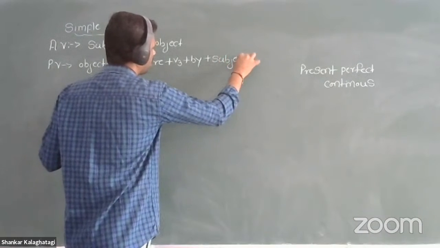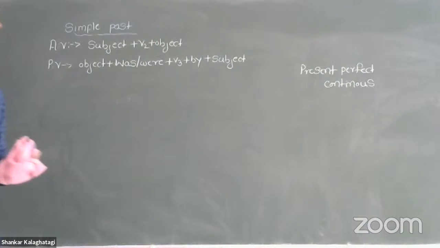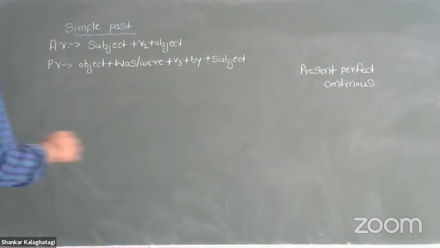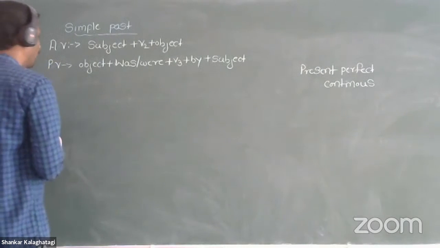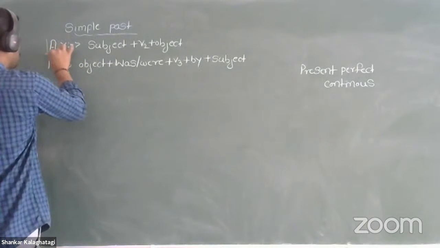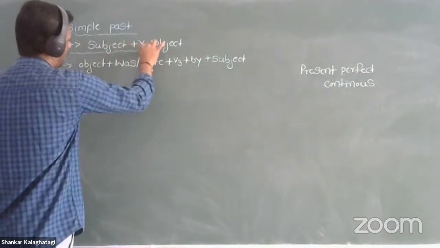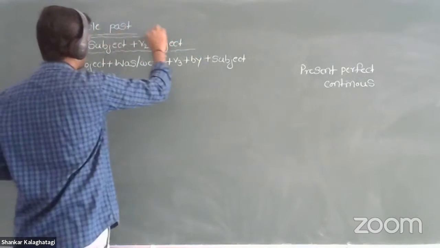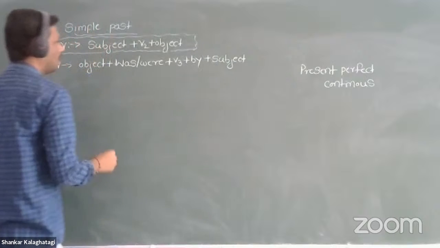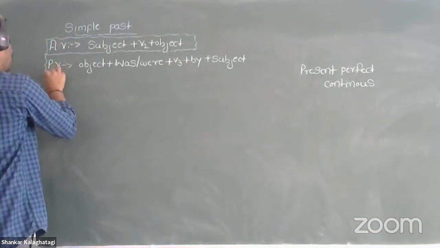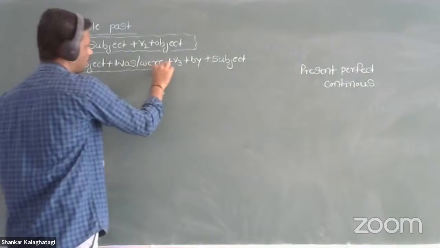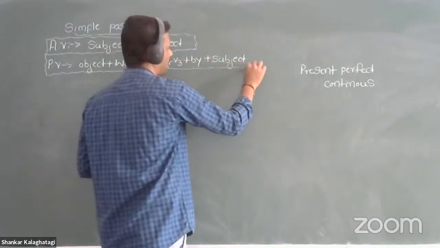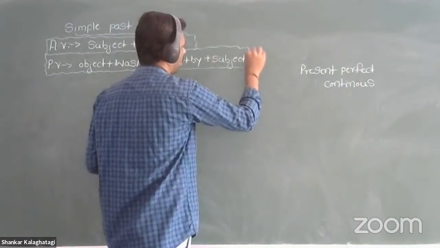Now this is very important, where to use was and where to use were. For I and he, she, it, we will use was. And remaining personal pronouns, we have to go for were. I was, he was, she was, it was. But for the remaining personal pronouns, we will use were. We were, you were, they were.